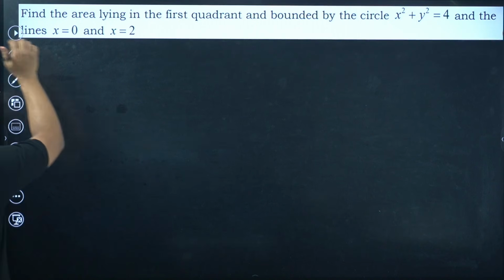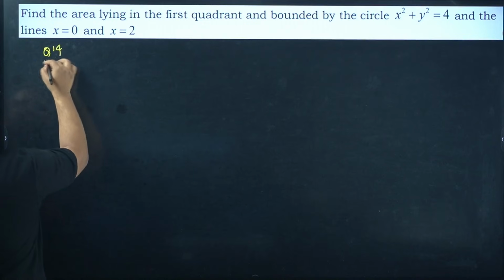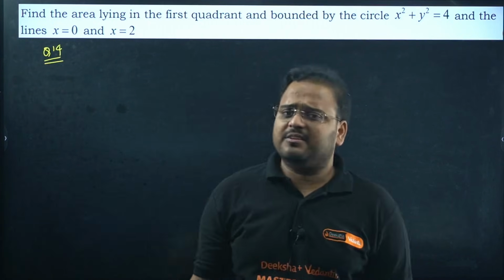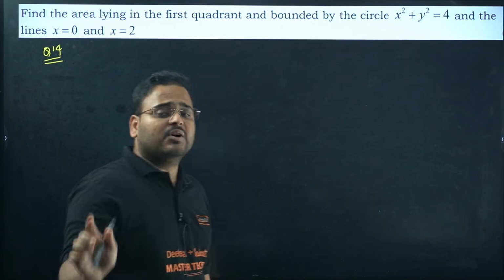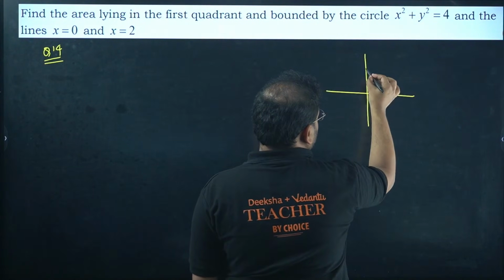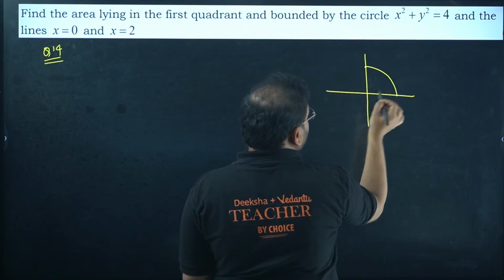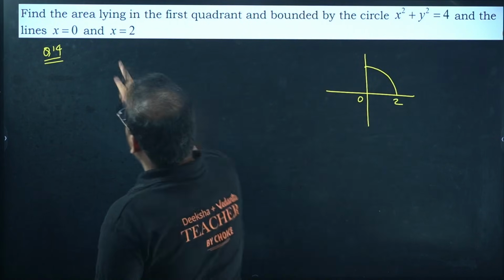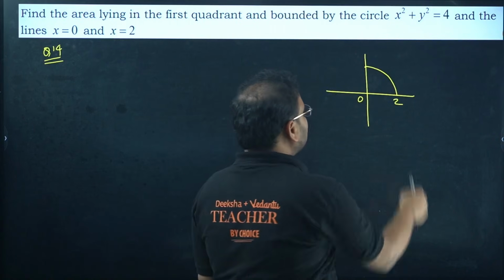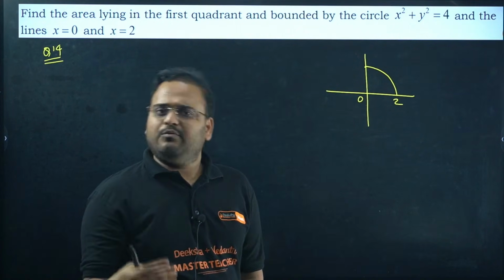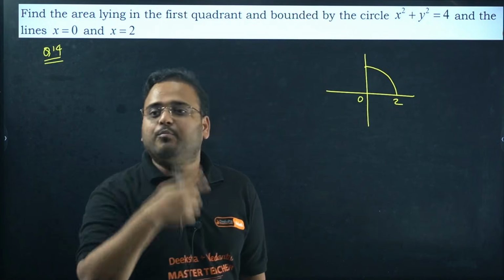Question number 14 now. Find the area lying in the first quadrant and bounded by the circle. The circle has radius 2, meaning 0 to 2. They mentioned the same thing actually. They're asking us the area of the circle in the first quadrant basically. We have the formula, we can find the quadrant area, but we have to prove it.